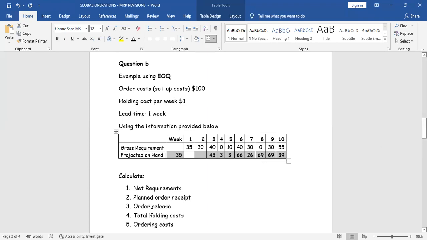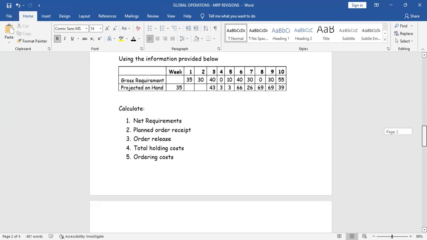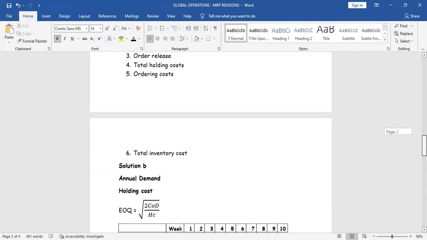So now, just like we did, I'll need to add these three to the existing table, which is in the question: the net requirements, planned order receipt, and order release. I'll need to add them to the table. Okay. So the first thing I'll need to do is to calculate my EOQ, because this time around, we're not just going to order what we need. We are going to order based on economic order quantity, which is EOQ. All right. So the first thing is to calculate the EOQ.